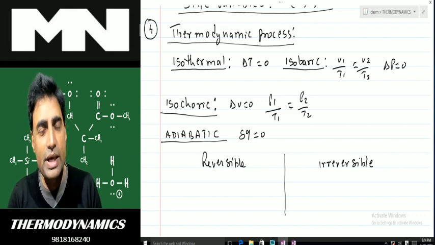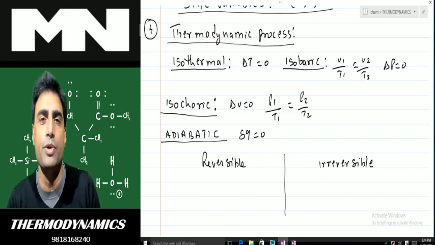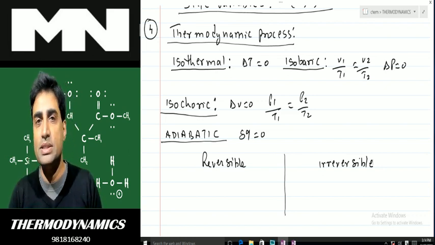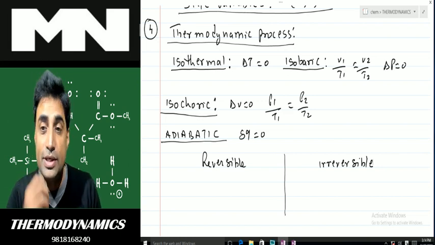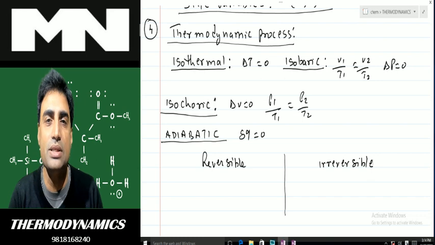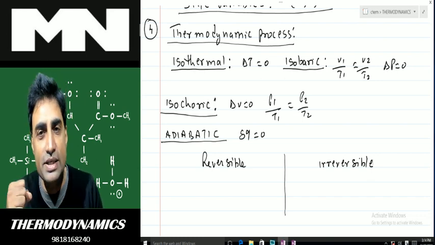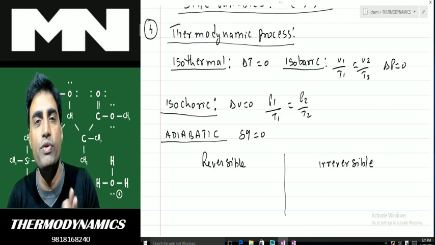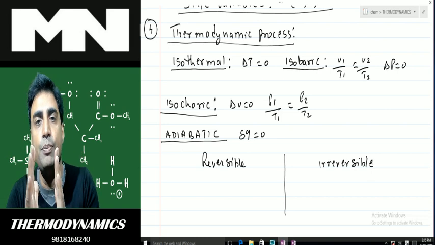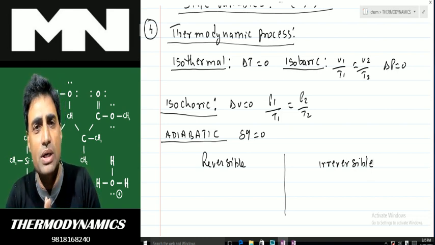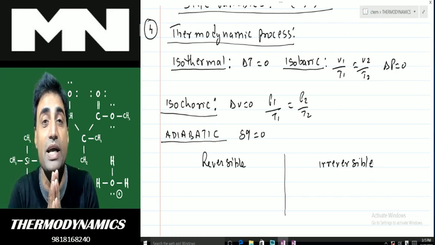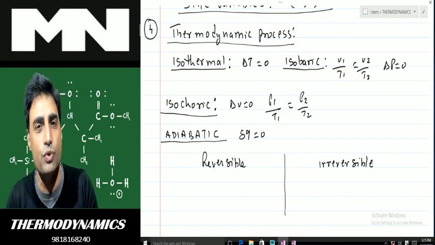When we talk about any process, no matter whether it's a thermodynamic process or some other process, there are always two forces operating. One is the driving force that drives that process, that tries to do that process, and the other one is the opposing force. So there is a force trying to do that thermodynamic process, whereas there is a force trying to stop that process. So whenever the opposing force is nearly equal to the driving force, or the driving force is only slightly greater than the opposing force, that is a reversible thermodynamic process.